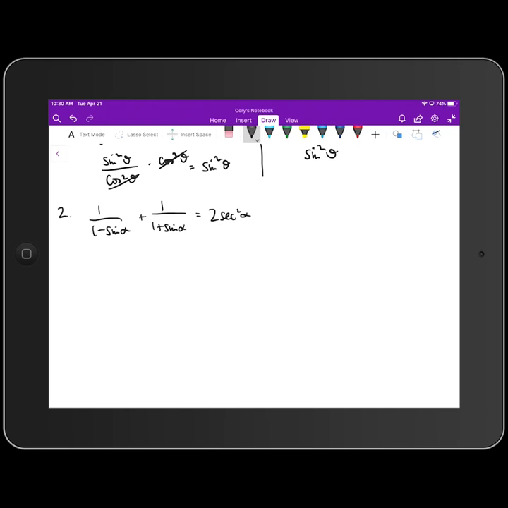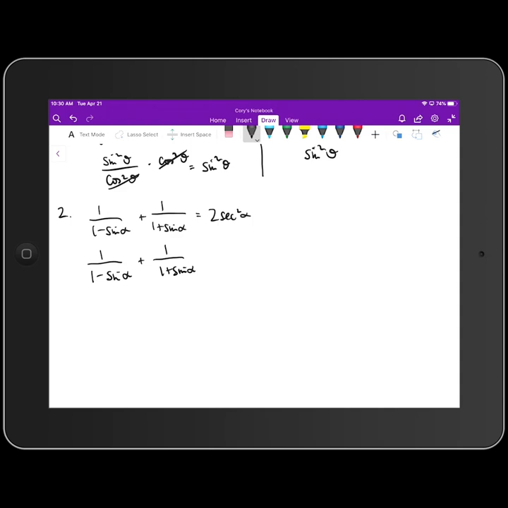Okay, so let's take a look at this one to see how you did. Again, our more complicated expression is the one on the left-hand side, so that's going to be the one that we start with. That's 1 over 1 minus the sine of alpha plus 1 over 1 plus the sine of alpha, and we want to show that that's equal to 2 times the secant squared of alpha.